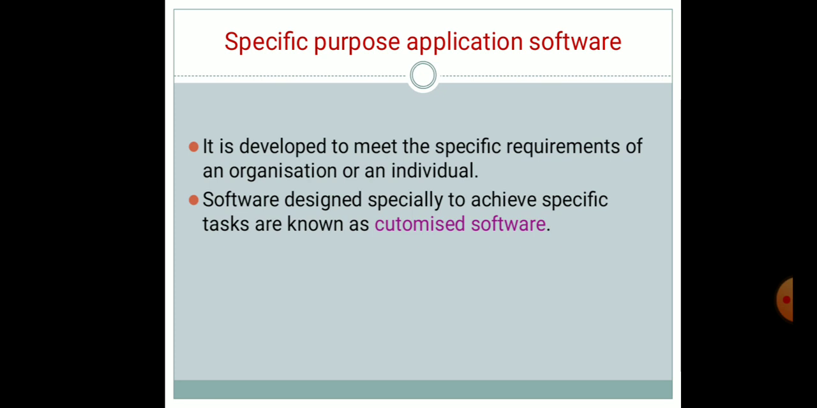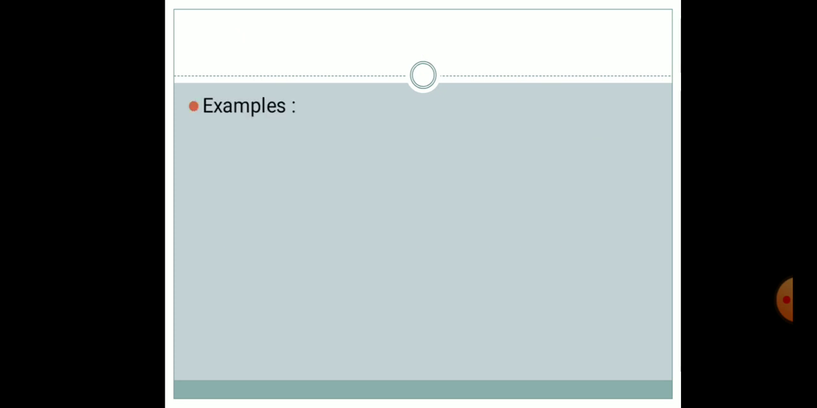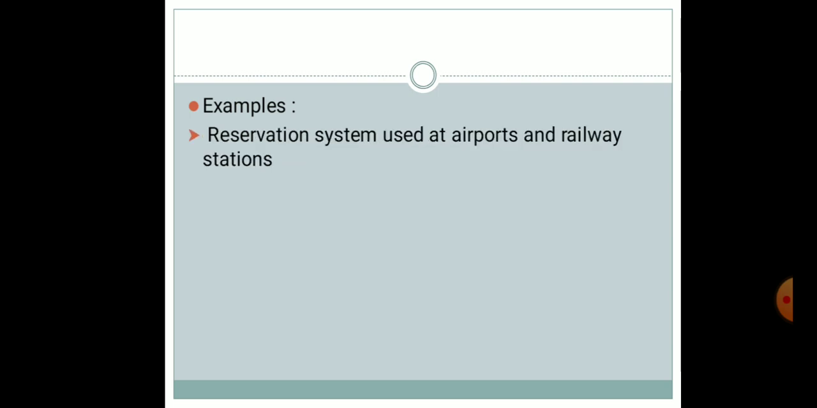So let us see the examples of specific purpose application software. Reservation system used at airports and railway stations. This kind of reservation system is used only in the railway station or in the airport, isn't it? So they have particular software to create the reservation system. So it comes under specific purpose application software.